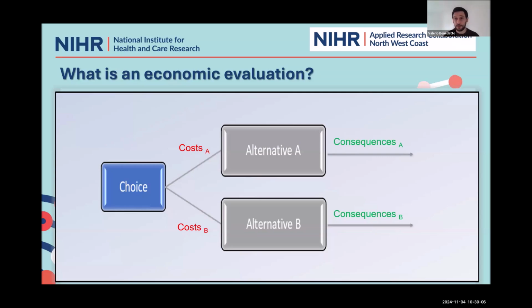And that's what we are going to do during this course: trying to understand each element, the costs and the consequences or outcomes, and how we bring everything together in a comparative analysis. This is the typical diagram of an economic evaluation. Of course, you might have more alternatives, maybe 3 or 4, but at the end of the day, this is a typical simplified example of an economic evaluation.